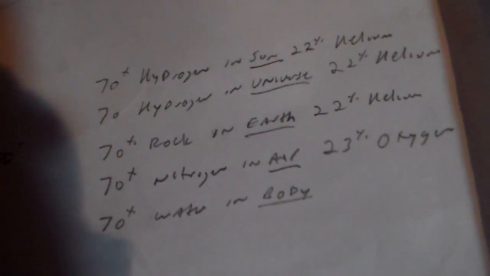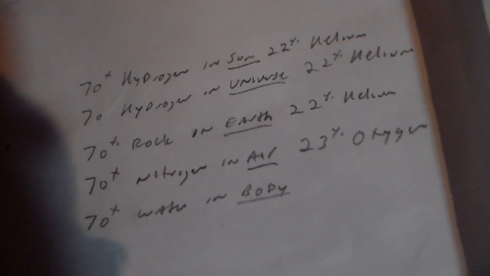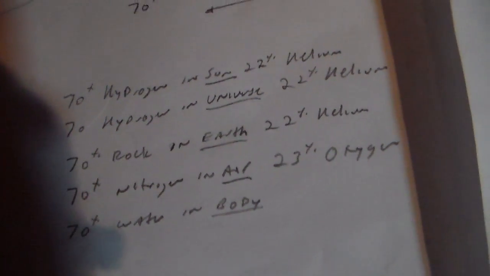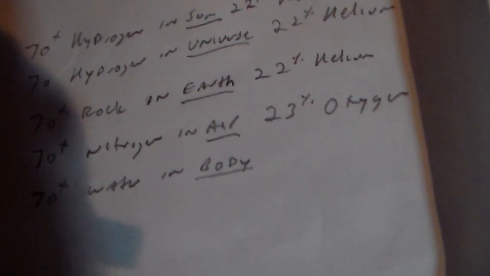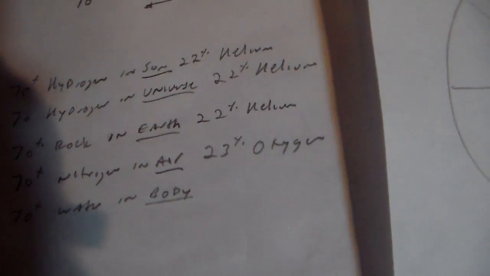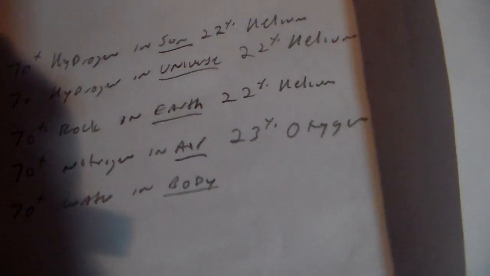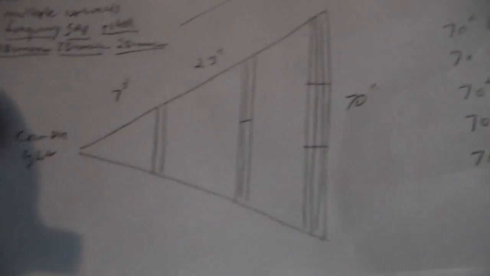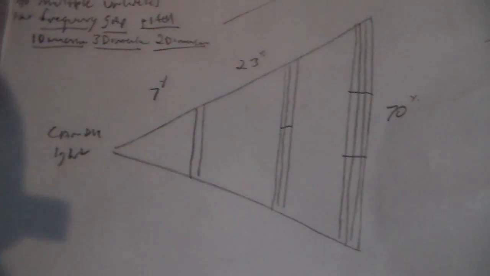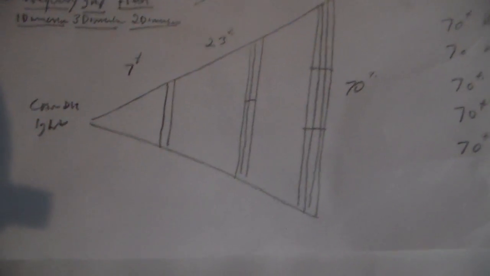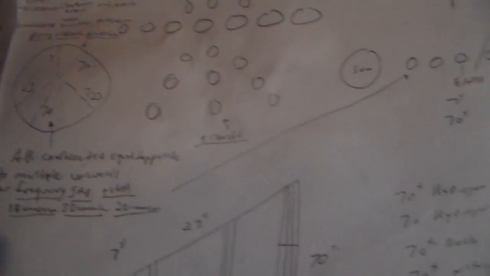So everything is 7 degrees. 7 degrees is 70% hydrogen in the sun, 70% hydrogen in the universe, 70% water in the body, 70% nitrogen in the air, with 23% oxygen in the air, 23% helium in the universe and in the sun. So this is connected to a number. The number is connected to the sunlight. The candlelight creates an uneven 70, 23, 70, 7% light, and we're connected to that balance.